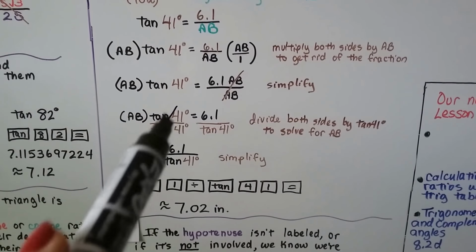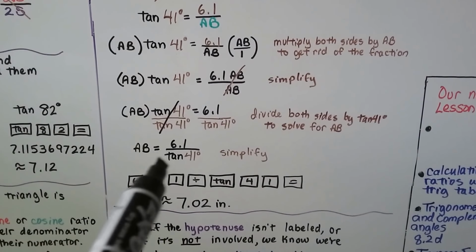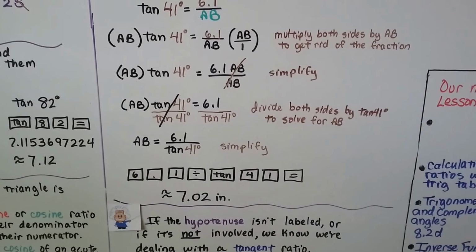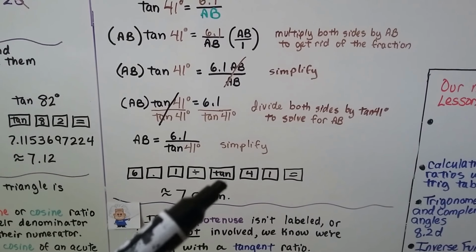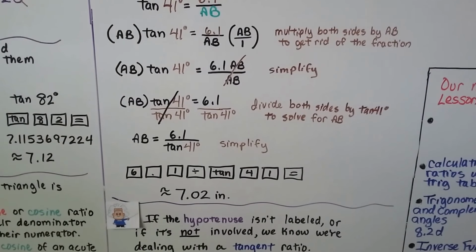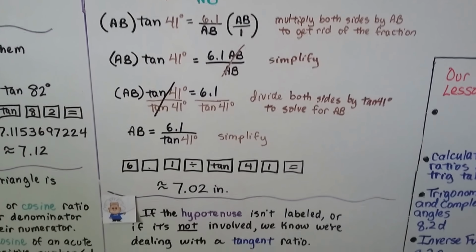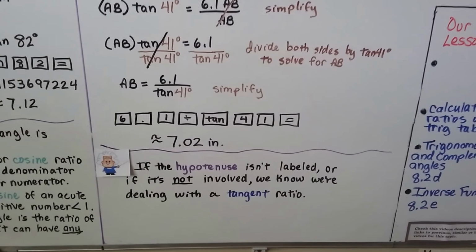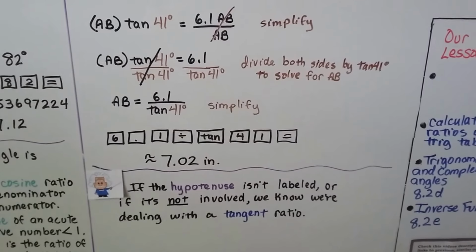We divide both sides, this cancels out as a 1, and we're left with AB is equal to 6.1 over the tangent of 41 degrees. In our calculator, 6.1 divided by tangent 41 equals, we get approximately 7.02 inches. So if the hypotenuse isn't labeled or if it's not involved, we know we're dealing with a tangent ratio, all right?